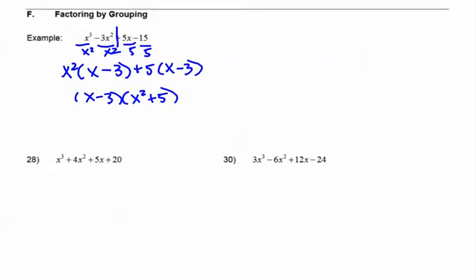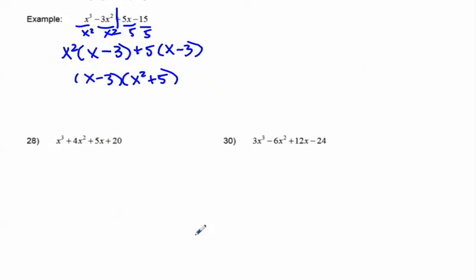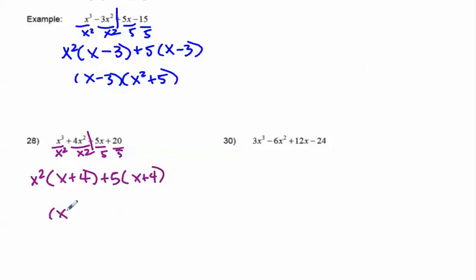Alright, so you should pause here and try 28 and 30 on your own. In 28, the first two terms have at least x squared in them, so we're going to take out the x squared. This gives me x plus 4. The second two terms are both divisible by 5, so I'm going to factor a 5 out. And this gives me x plus 4. So x plus 4 times x squared plus 5.